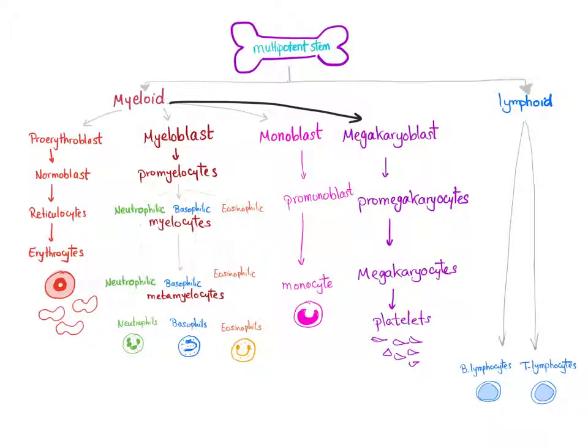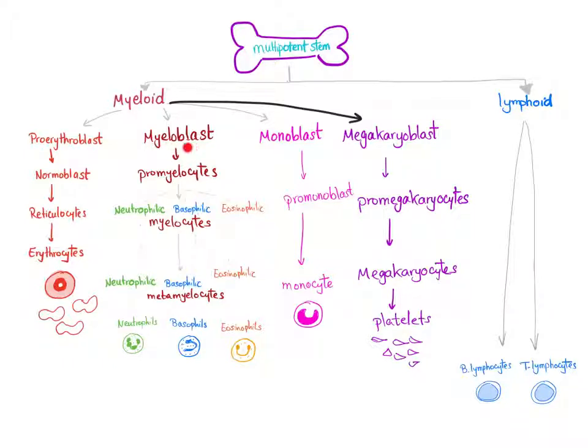Okay, the myeloid. Proerythroblast has the word erythro, which means red, so it will give the red blood cells, also known as erythrocytes. Cyte means cell. Blast is a big cell that will form this small cell. So this is the parent, this is the child. So proerythroblast, normoblast, reticulocyte, erythrocyte.